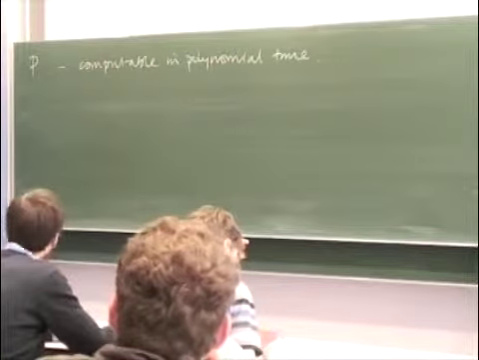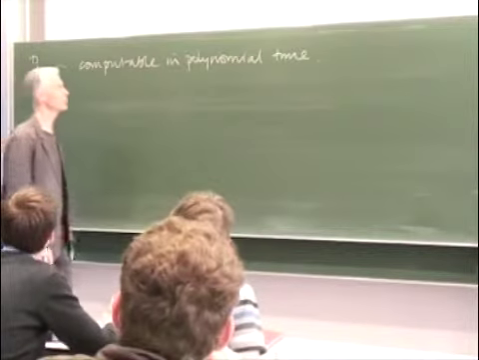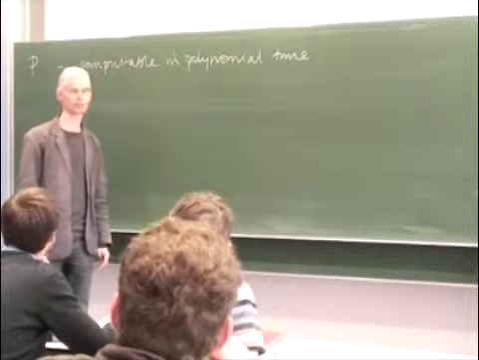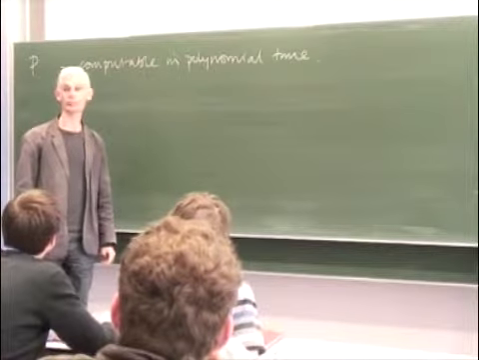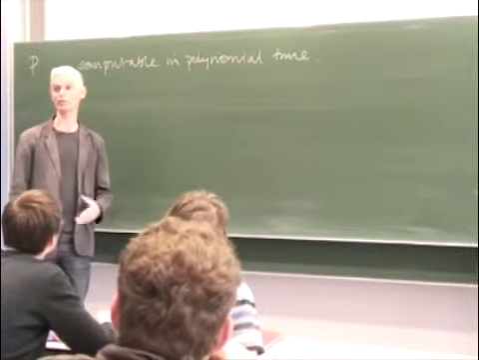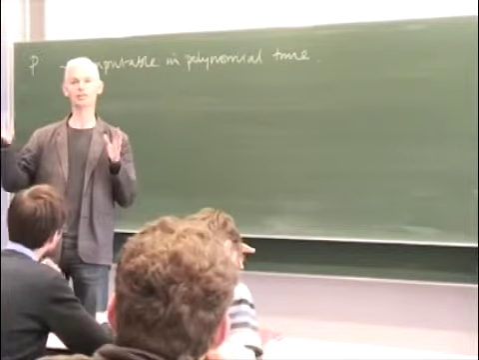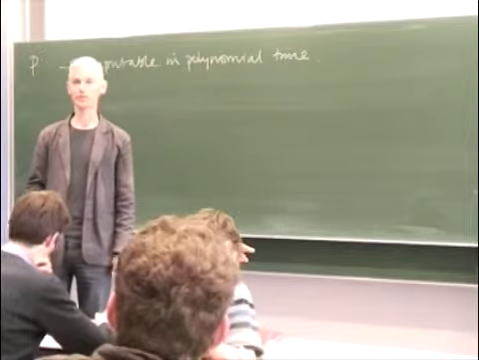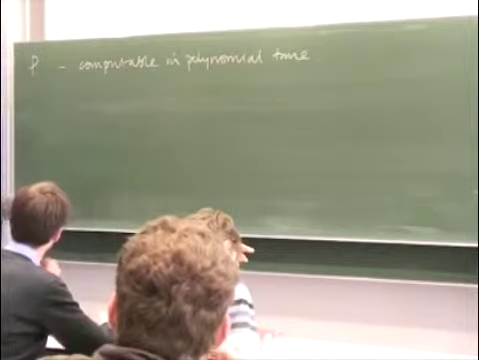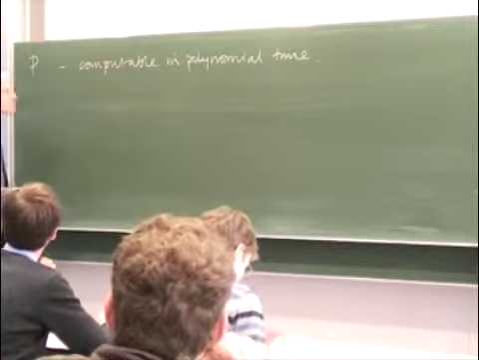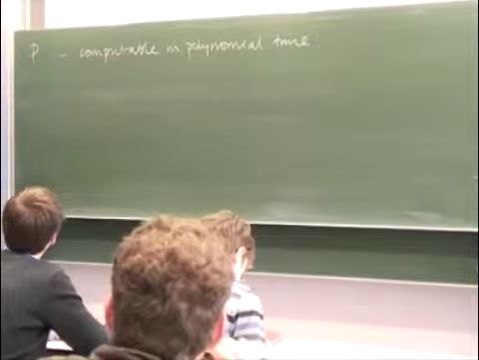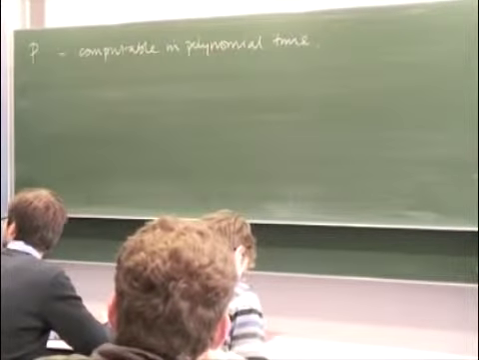And what I showed last time was that if something is computable in polynomial time, then there is a polynomial-sized circuit. Or rather, for each n, there is a circuit of size polynomial in n that computes it for every input of size n. But let's give a couple of examples of problems that can be solved in polynomial time.